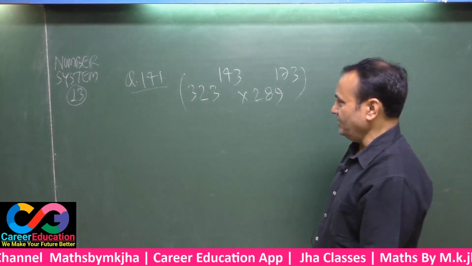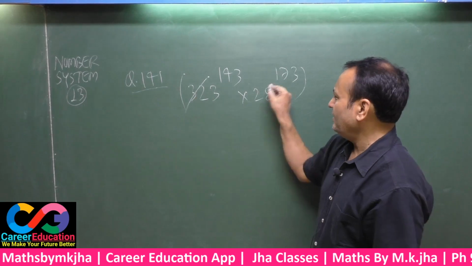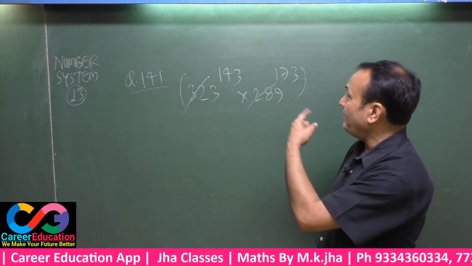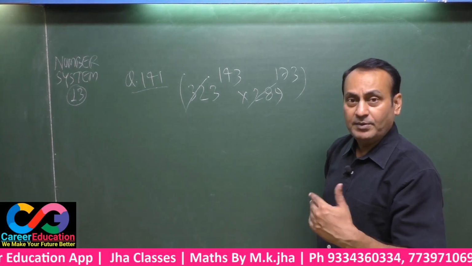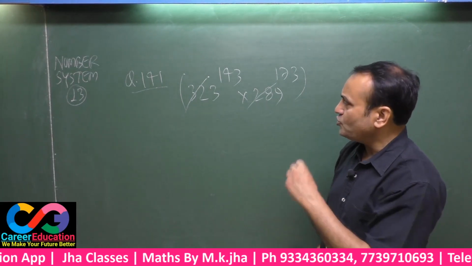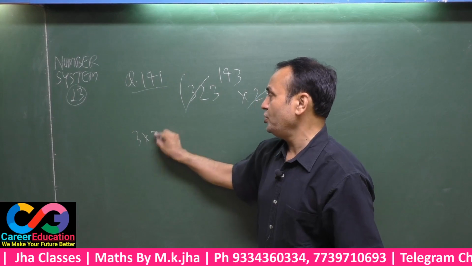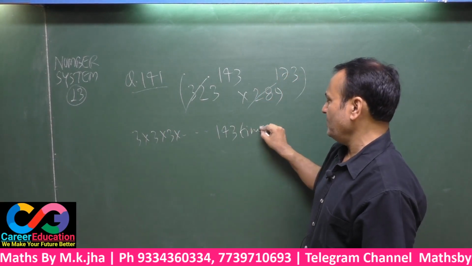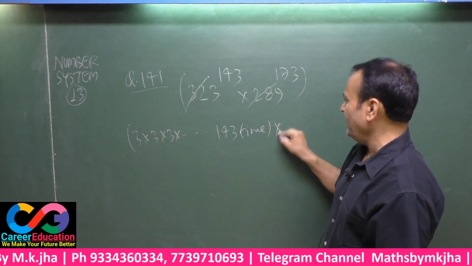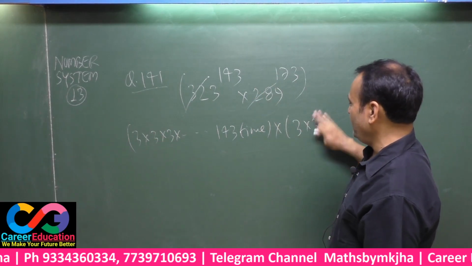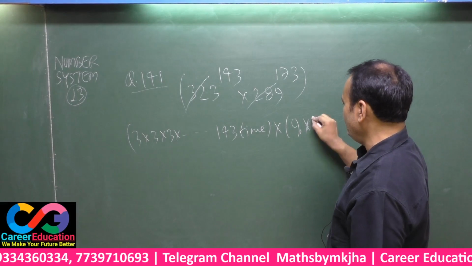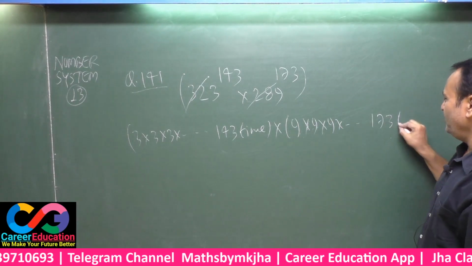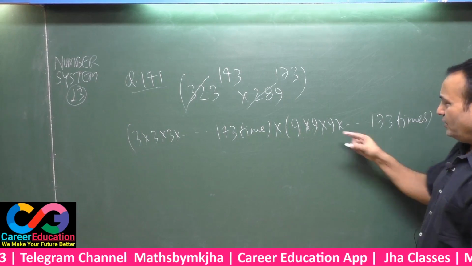In such a question, the question is 3 power 143 into 9 power 173. What will be the unit digit there? That means the question has asked you 3 into 3 into 3, 143 times. Point out the unit. Again 3 into 3, 9, base is 9. 9 into 9 into 9, 173 times. You have to point out the unit here.